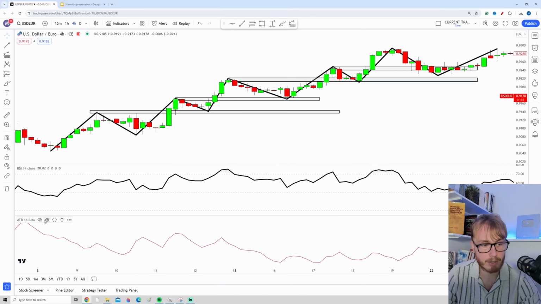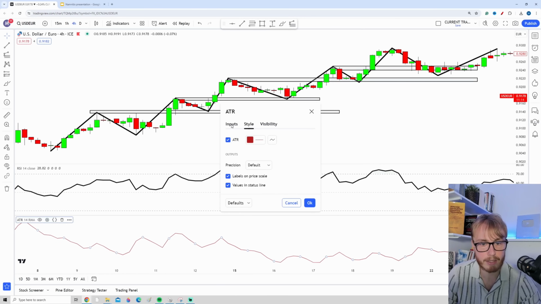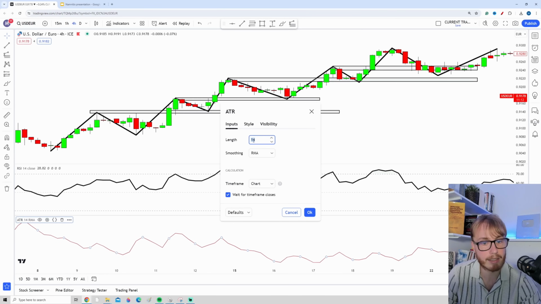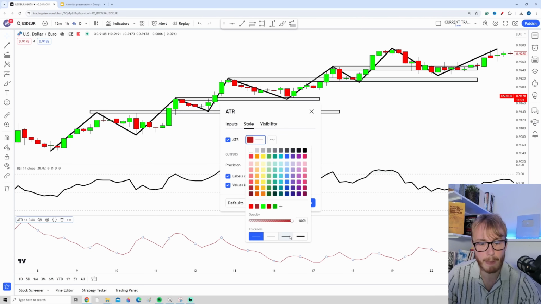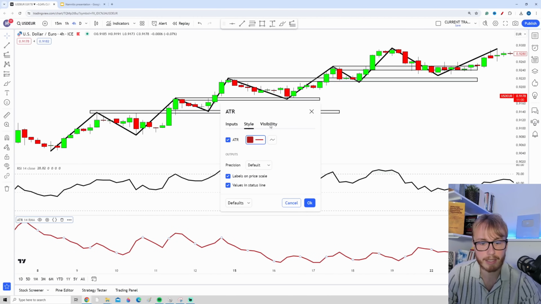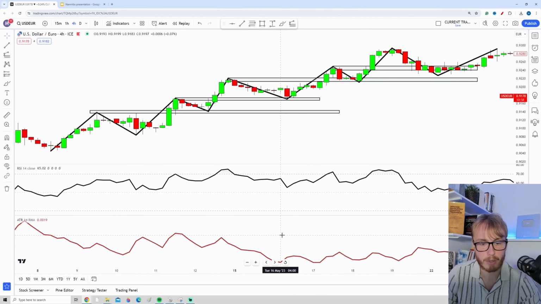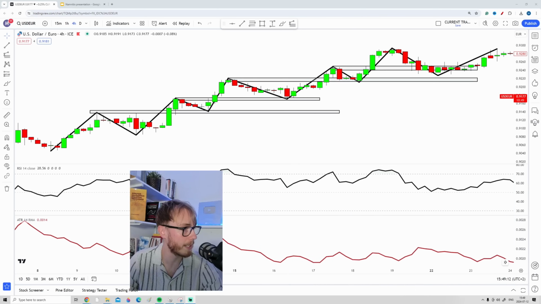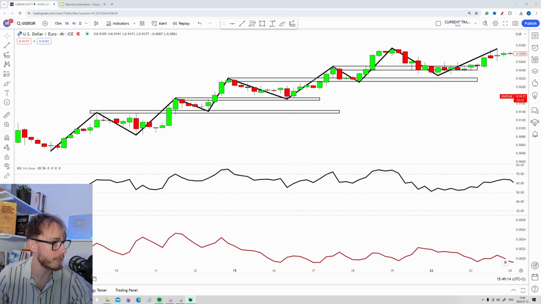Now I want to head to the settings tab here, and I just want to change, as you can see, the length here is 14, but you can change this one if you want to, but we want to keep it simple for this video, and the only thing I want to do is make the ATR a bit larger here so you guys can see it clearly. So let's press OK now. And let me also move my camera here so that you guys can see the values of the ATR. And now let's take a look here.